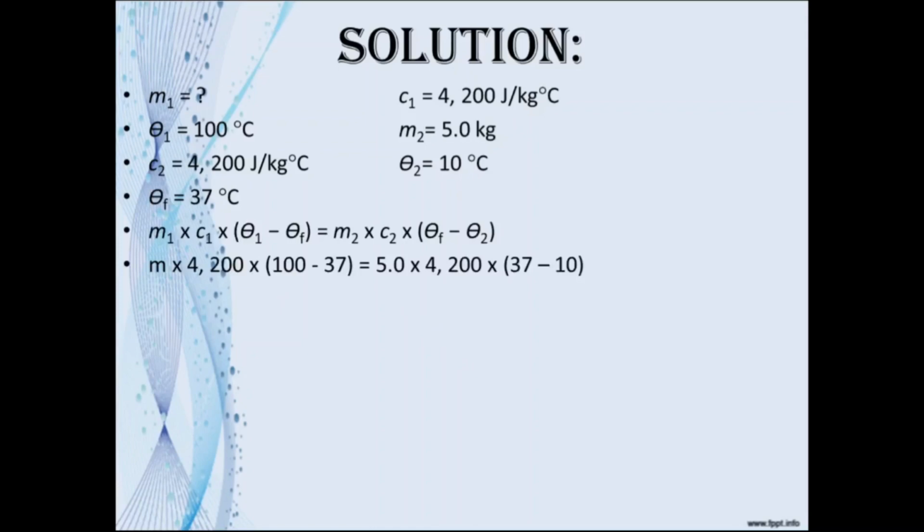This time when we substitute, as we notice, there's 4,200 on both sides of the equation, so we can cancel those out. And then simplifying in brackets, 100 minus 37 is 63. And then 37 take away 10 is 27. So we have m times 63, which is 63m, and 5 times 27, which is 135. So m will be 135 divided by 63, which is 2.14 kilograms to 2 decimal places.